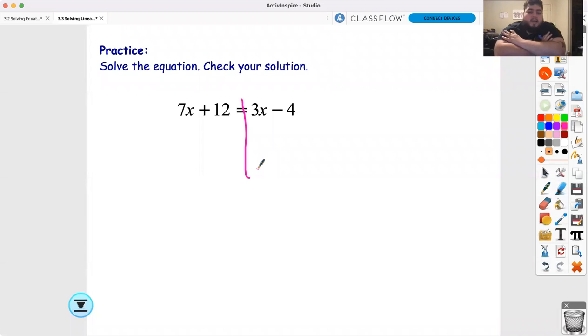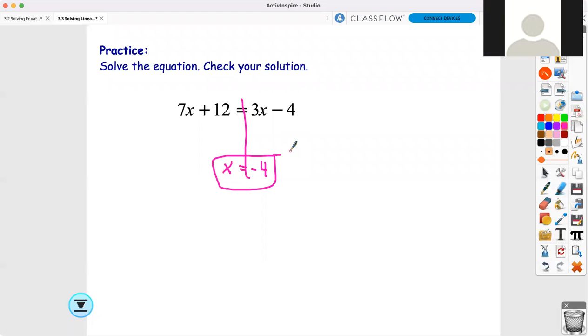All right, anyone have a solution for this practice problem? x equals -4. Does anyone agree or disagree with x equals -4? I got -4. Good, good, good. So if you got -4, you're on the right track, class. Are there any questions on this equation before I move on, class? Any questions at all?